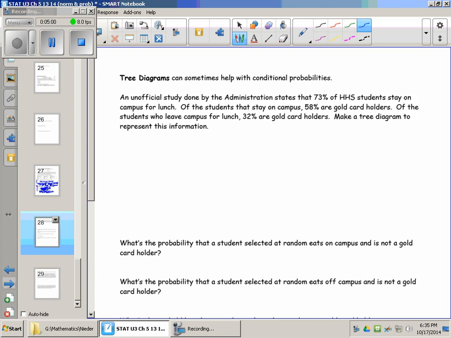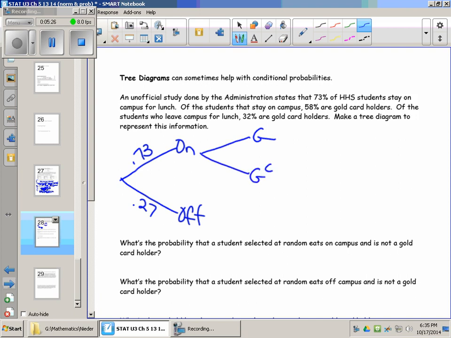And again, this might be something you saw in middle school, learning how to make tree diagrams. But if not, you basically show your choices for your first event. You can be on campus or off campus. And then we put the probabilities on the branches. So 73% stay on, which then we can use the complement to say that must mean 27% go off. Okay? Of those that stay on, we could be a gold card holder or not a gold card holder.